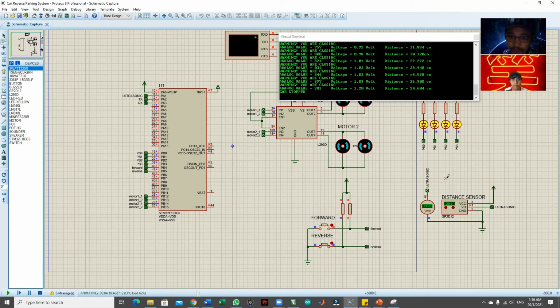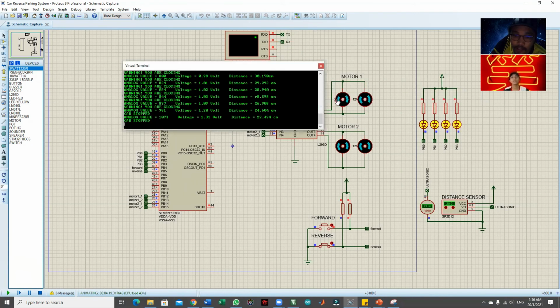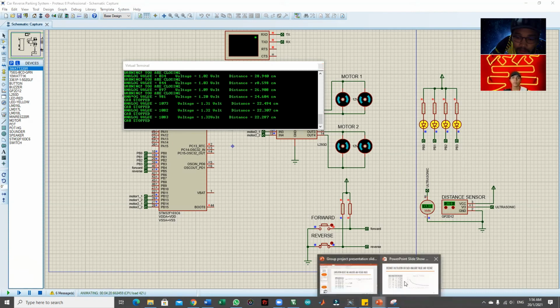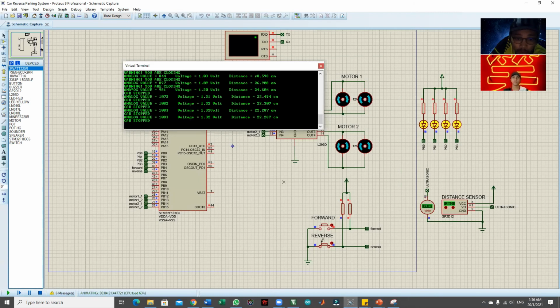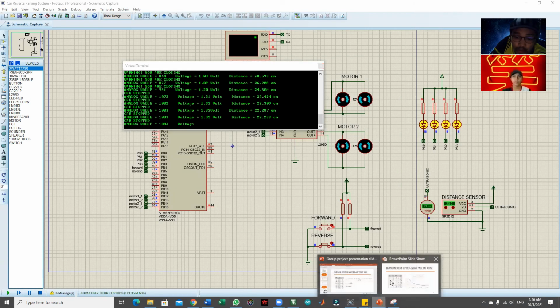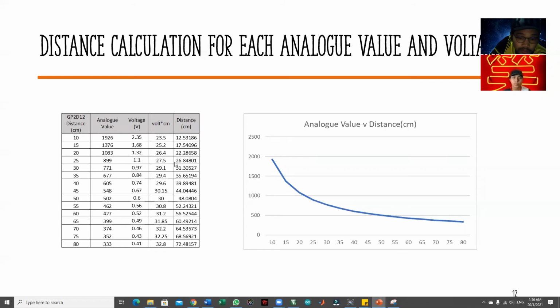As you can see here. So the reverse pedal is pressed, but the motor is not driving. It will stop. You can see the message is stop. Car stop here, and the distance is 22.31, 287. 286. Yes, it matches what we have calculated, and the voltage will be 1.32. Yes.